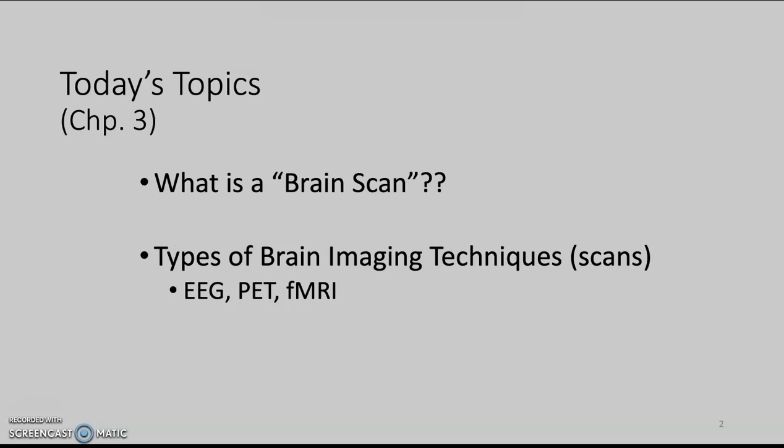More specifically, drawing from Chapter 3, we will be looking at what a brain scan is, and the different types of brain imaging techniques or scans like EEGs, PET scans, and fMRIs.